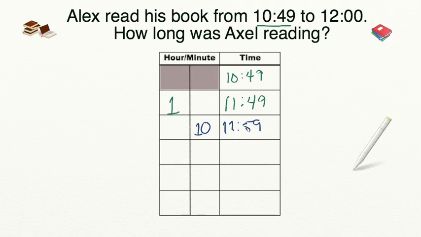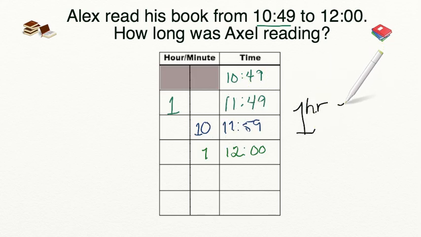Because lastly, I just have to move 1 minute to get from 11:59 to my end time, which is 12 o'clock. So now my last step is to add these together. I have 1 hour and 10 plus 1, which is 11 minutes. So that means that Alex was reading for 1 hour and 11 minutes.